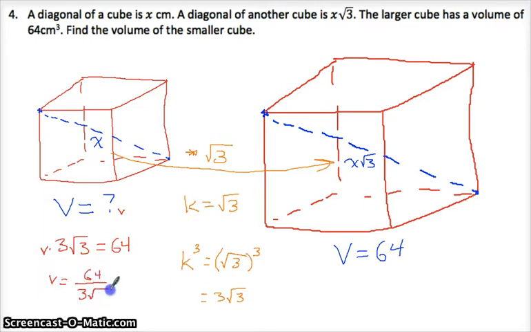And that's it. I can stop right there. It's 64 divided by 3 times the square root of 3. Okay, see, I told you they got harder.